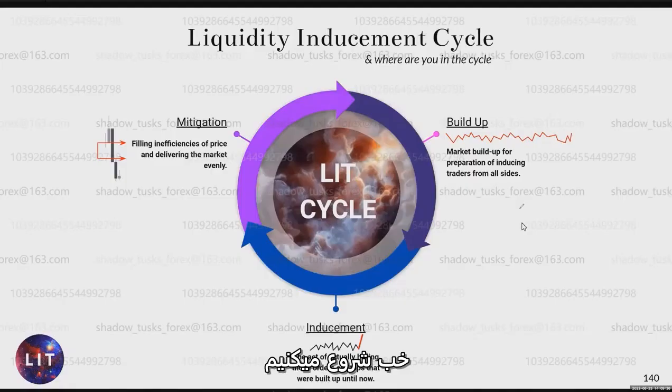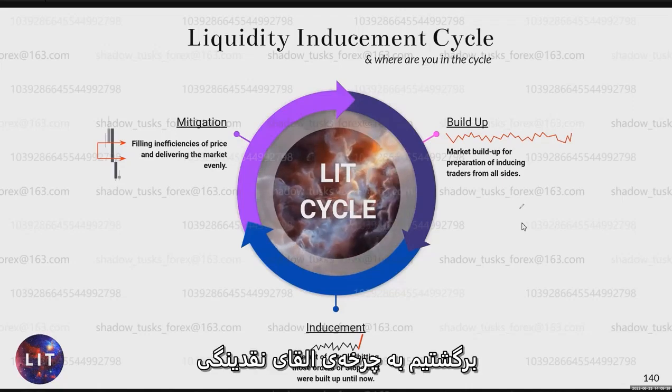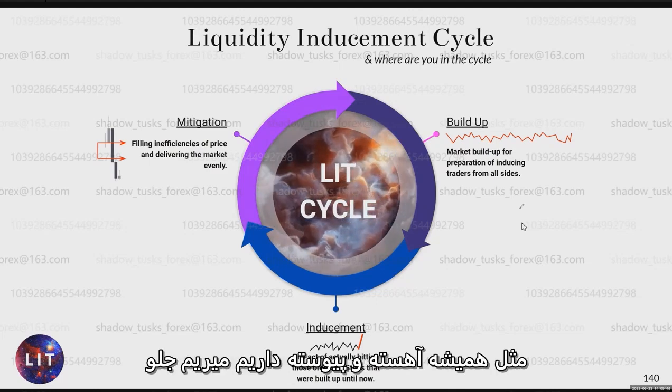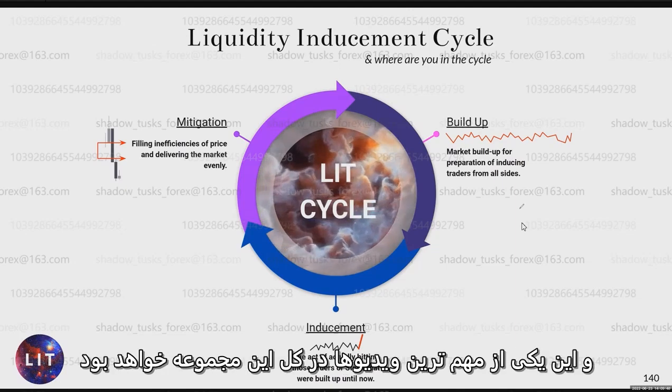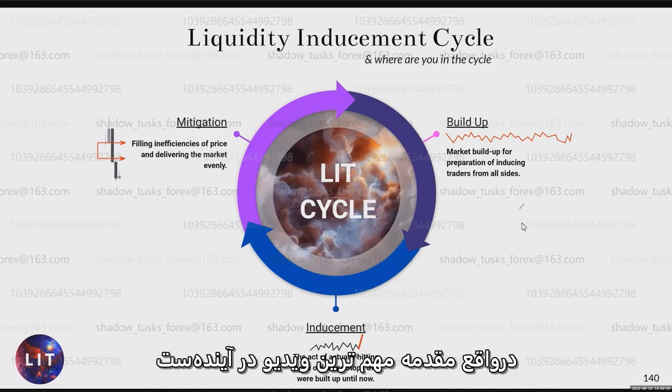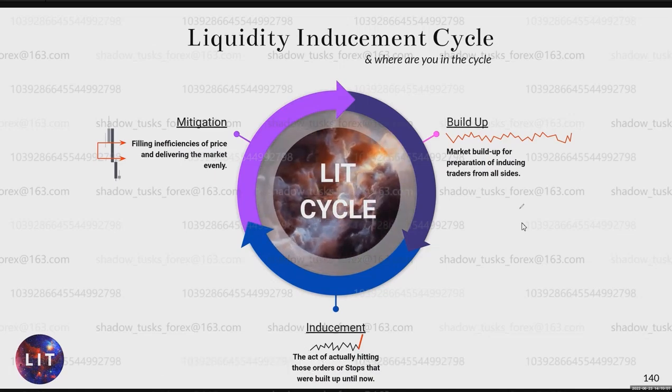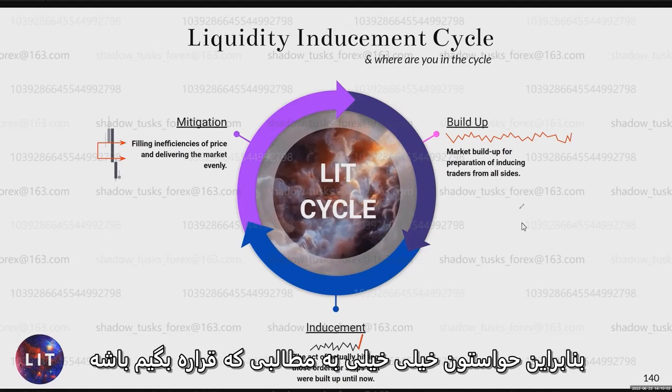And here we go, back with the liquidity inducement cycle. But now, of course, we shift one gear higher, as obviously slowly but surely we're progressing. And this will be one of the most important videos about this whole series. It's technically the introduction video to the most important video. And this will be your ultimate guide overall. Okay, so be very, very aware of what's to come.